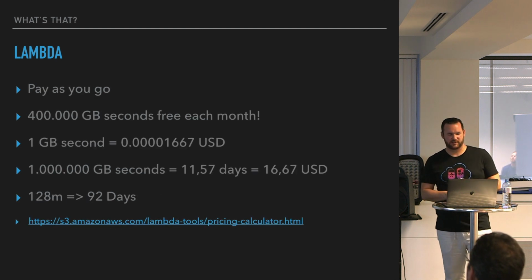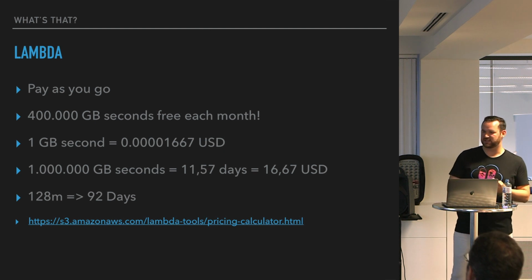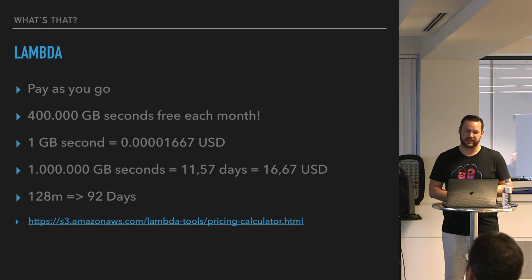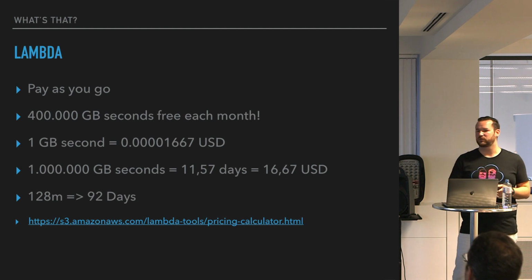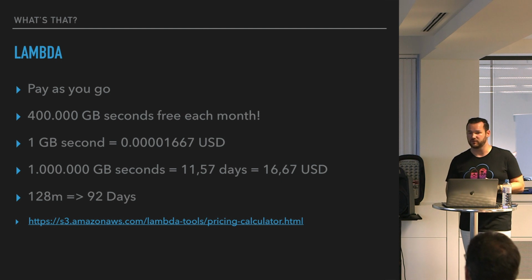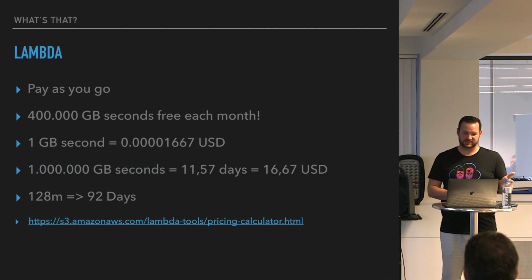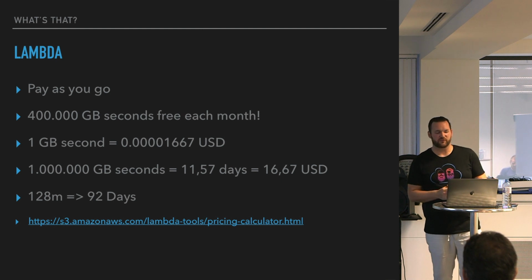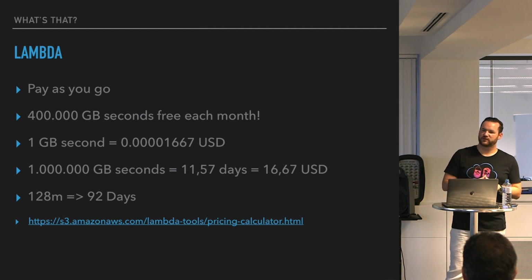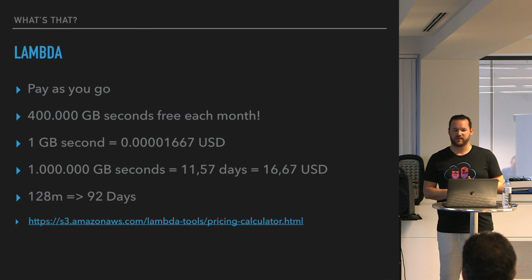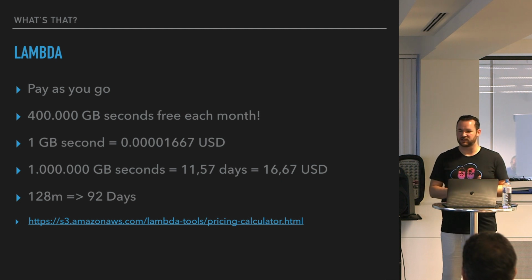Well, with Lambda, you just have pay as you go. So you really pay just the executions that you fire. And every AWS account, even those that are out of the 1 year free tier, get 400,000 gigabyte seconds a month for free. And the gigabyte second is actually, if you have a Lambda function that is configured to use 1 gigabyte of memory, and it runs for 1 second, then that's a gigabyte second.